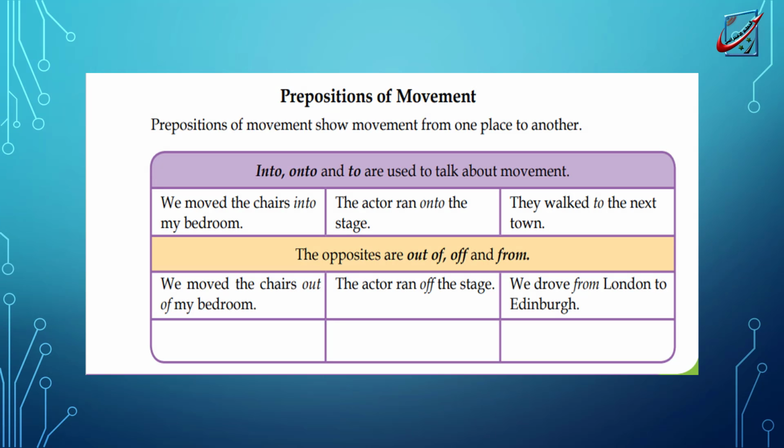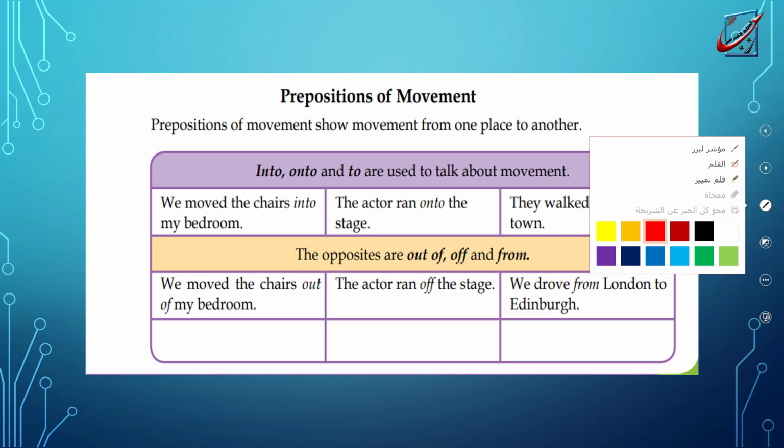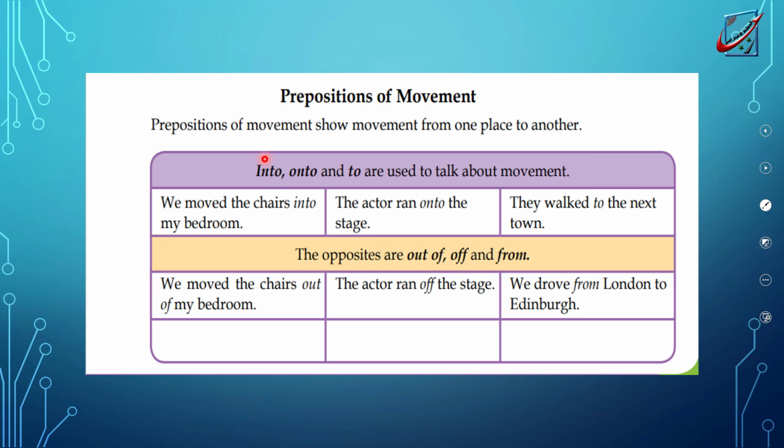Now we come to the following step in our unit, prepositions of movement. Here we have some prepositions. We classify them as prepositions of movement. As you see here, into, onto, and to are used to talk about movement. Look at the example. We moved the chairs into the bedroom. The actor ran onto the stage. They walked to the next town.